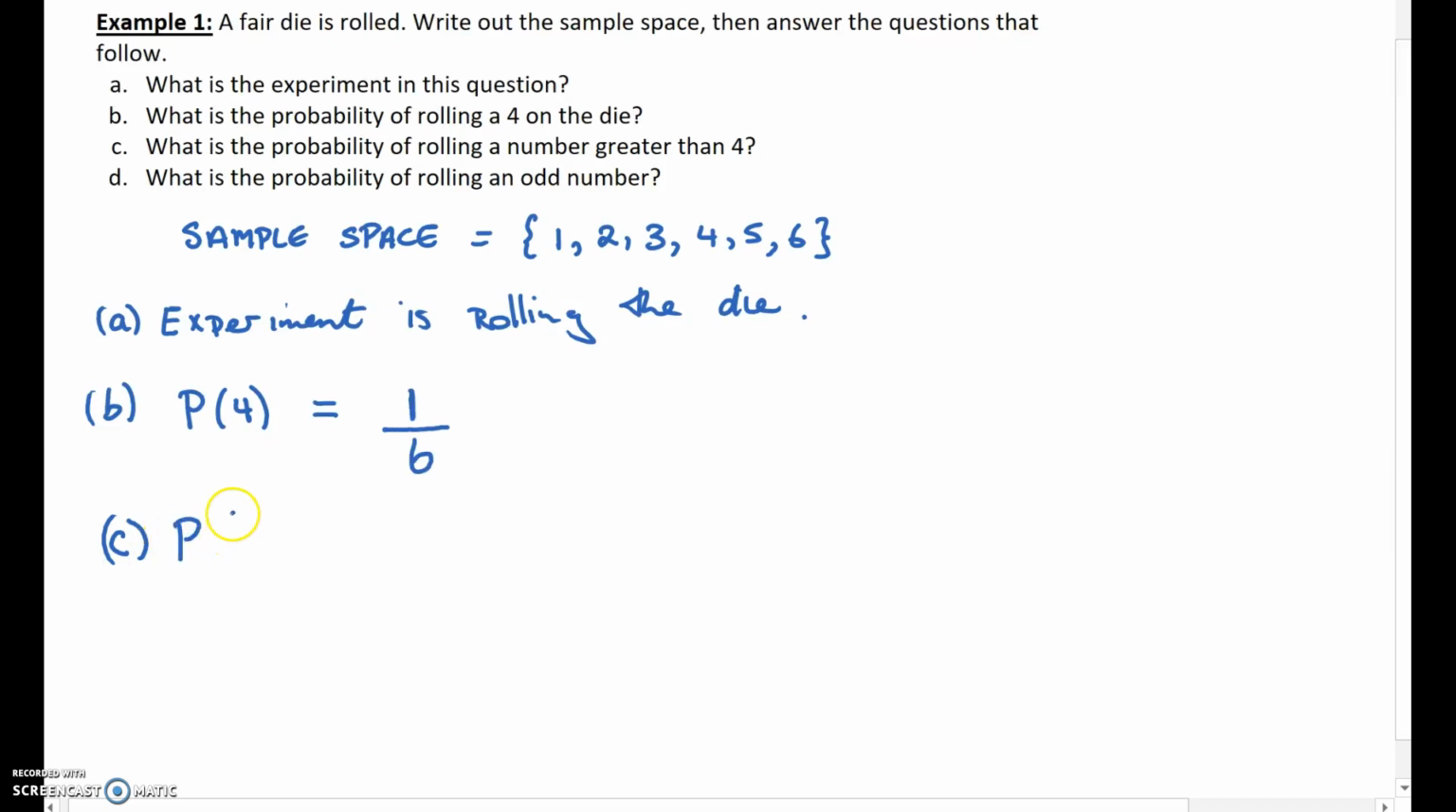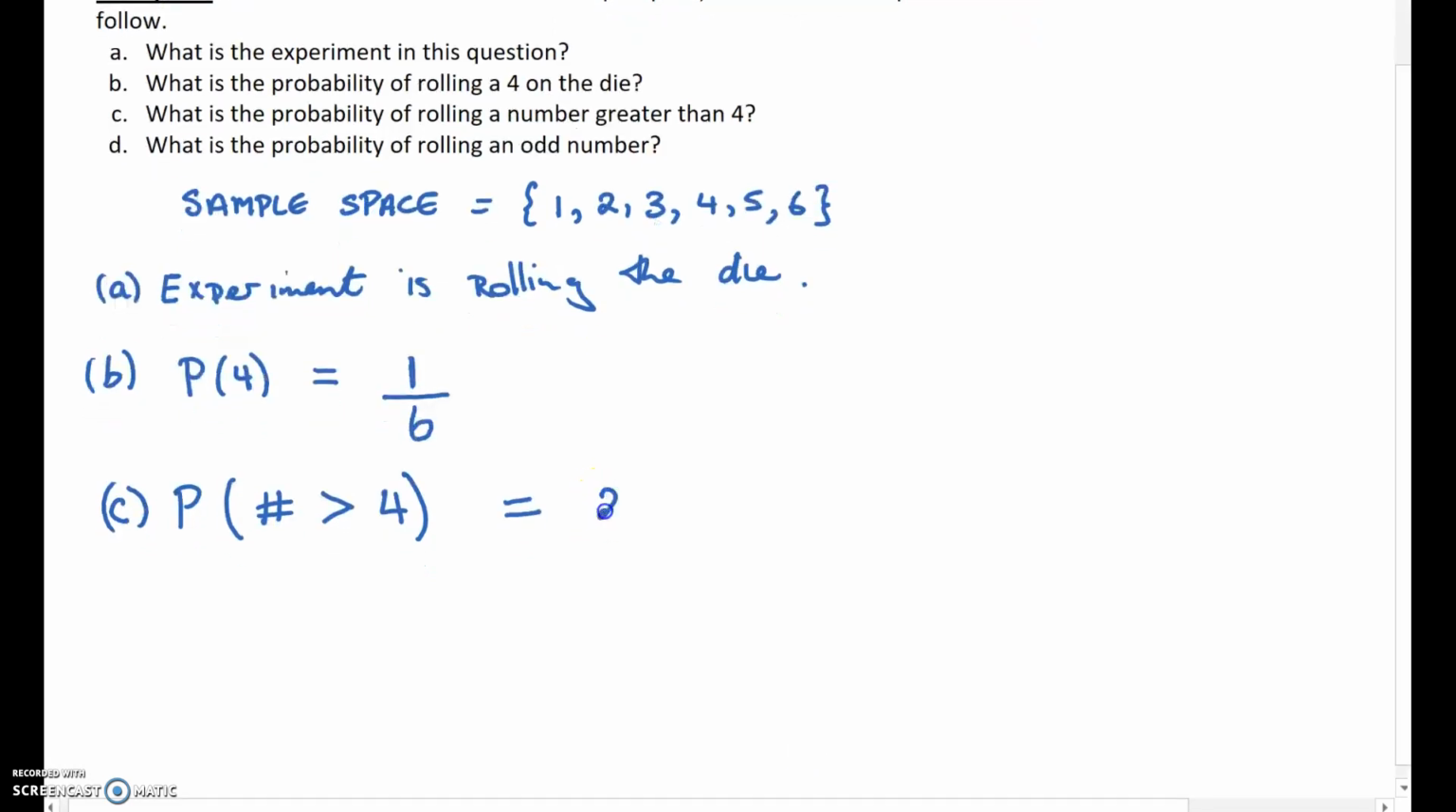So the way we'll write that, the probability of a number, okay, use the pound sign for a number, greater than 4. Okay, well, you look at the sample space again and you ask yourself, how many of those numbers are greater than 4? Well, 5 and 6, that's 2. 2 numbers are greater than 4. So there are 2 ways to be happy. Okay? 2 ways in which you can have a successful outcome by rolling the 5 or the 6.